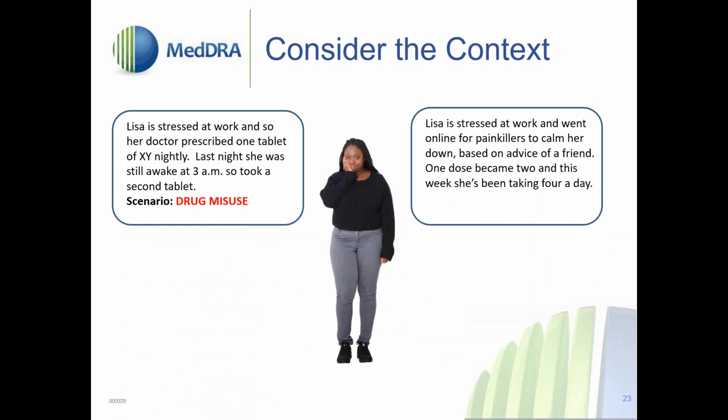In the second scenario, a friend advises her to look for painkillers on the internet to calm down. She orders the medication and takes 1 tablet a day at first, but then continuously increases the dose to 4 tablets a day by now. Here we also have a conscious decision by Lisa to take these painkillers to calm down, so she deviates from the actual therapeutic indication because she's taking painkillers, and gradually takes too much of them. And this constitutes a product abuse, here a drug abuse.